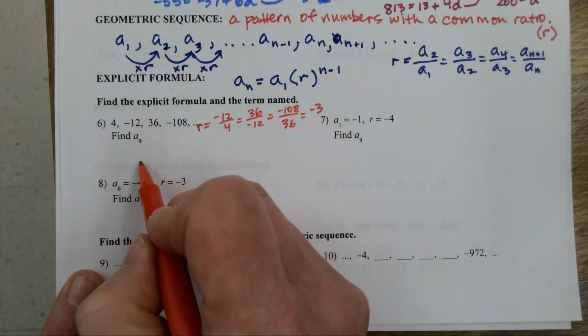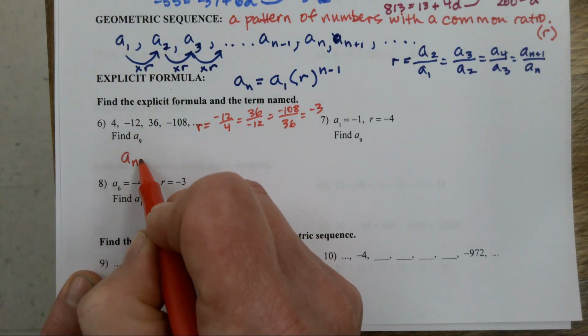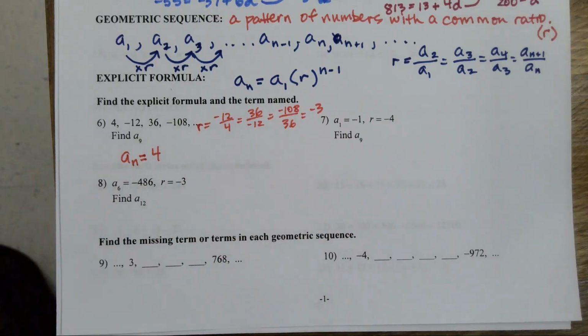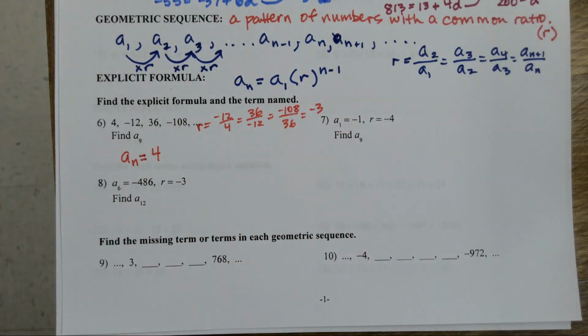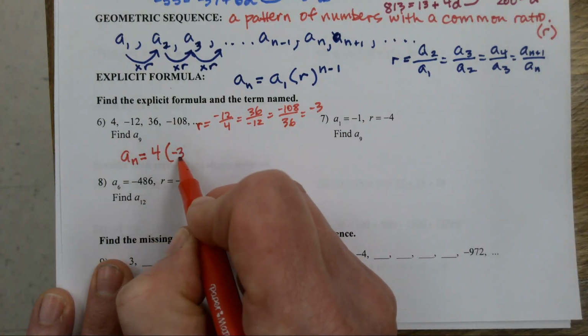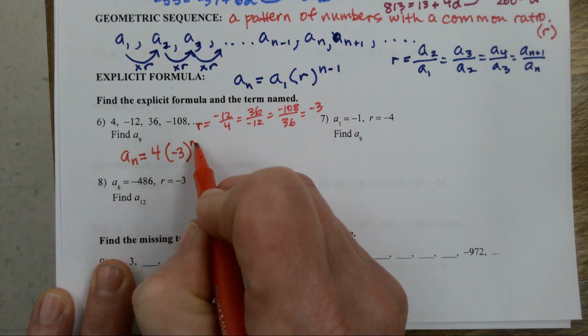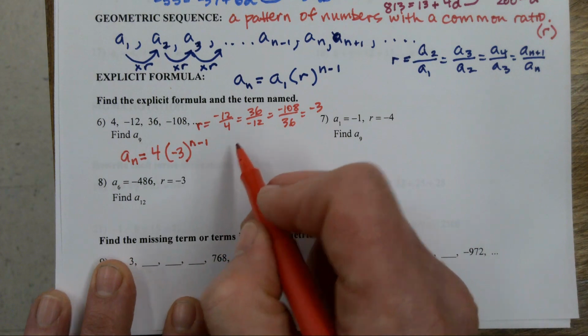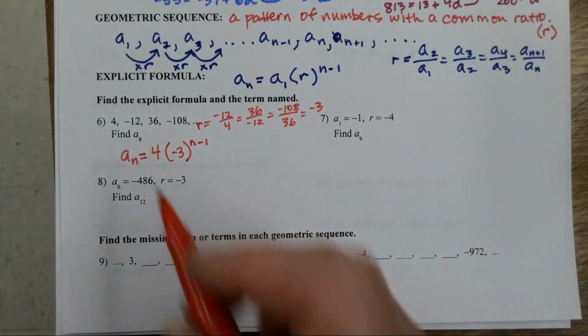And so my form is a sub n equals my first term. I don't have to go back to an imaginary 0 term, because there's no simplifying that's going to happen here. So I just start with my first term, and I multiply it by negative 3 raised to the n minus 1 power. And so my ninth term is, so this is answer number 1 here.